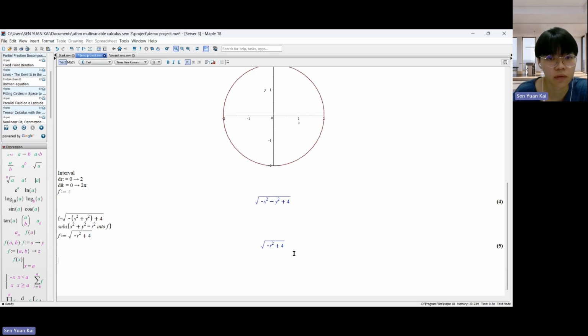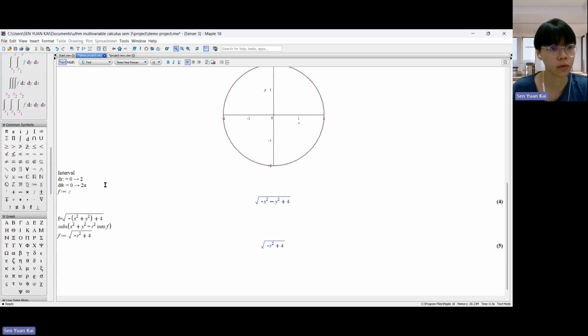We get this function. After we substitute x squared plus y squared equals r squared, we will get this square root of negative r squared plus 4. And then now I can do the volume. We can solve the volume.